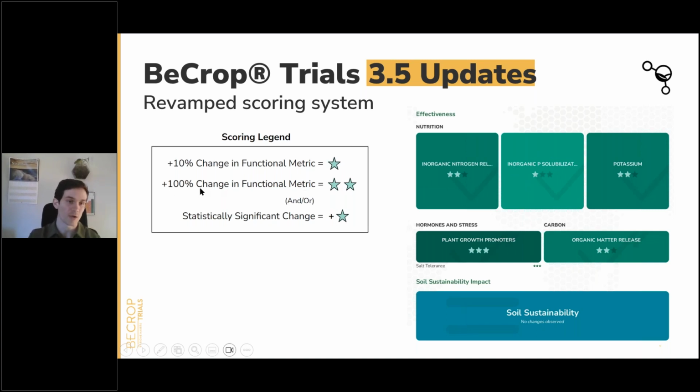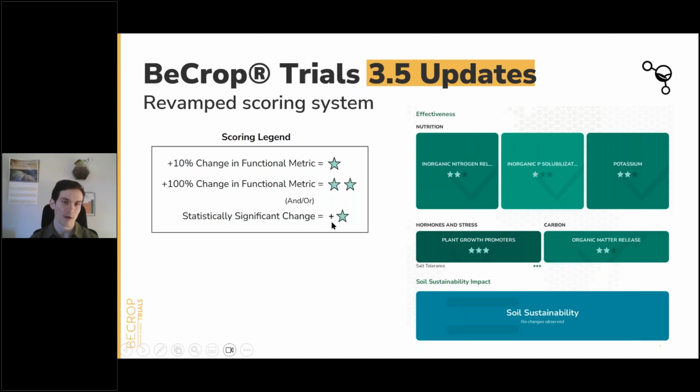And if we see 100% increase, so a fold change, or in other words, twice as much, doubling of that level of that microbial functional metric, then a 2nd star is earned. So we might see 2 stars in the case of a metric that increased over 100%. But then if there's a statistically significant change, so a low p-value, and our statistical significance threshold shows that the change was very likely driven by the product, then an additional star can be assigned.